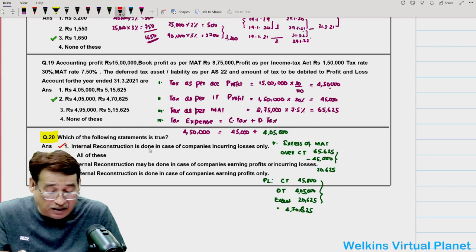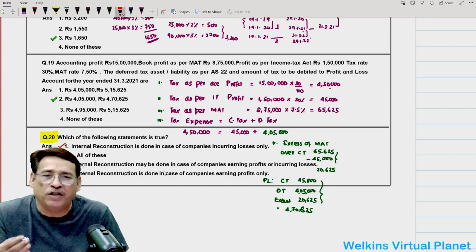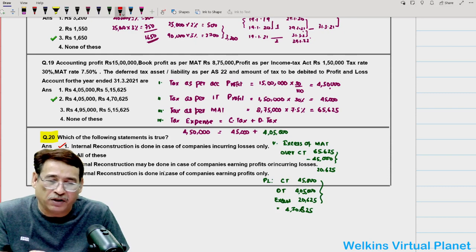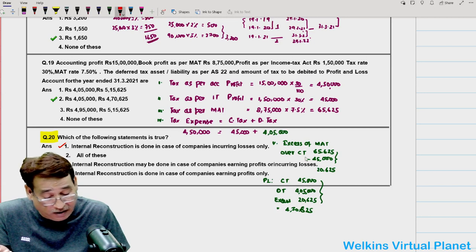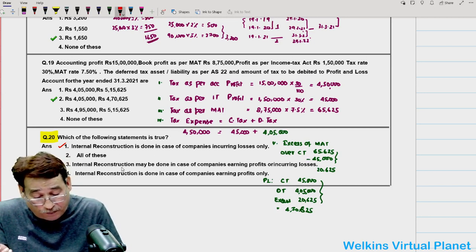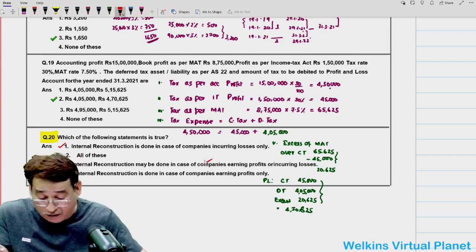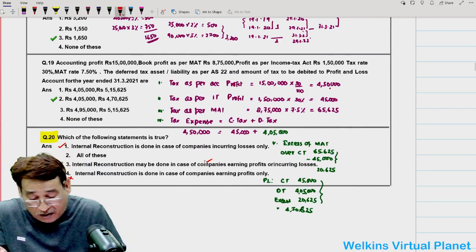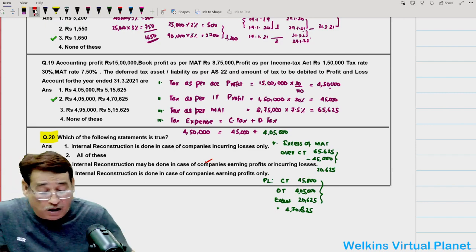Actually, it is not necessary that internal reconstruction is done only in case of companies incurring losses. It may be done in case of companies which are earning profits or incurring losses, provided they have a lesser amount of working capital. So it can be done even under these cases. Correct? And internal reconstruction is done in case of companies earning profits, this cannot be true. So out of these statements, this statement seems to be the best one. So your answer number 3 is correct. This is your correct answer, no doubt about that. Now coming to question number 19.